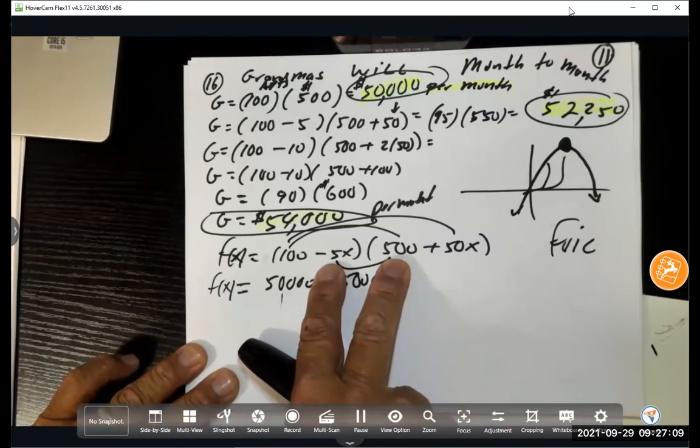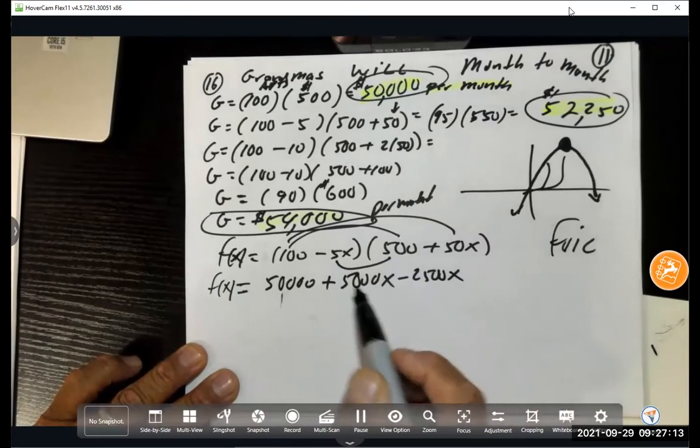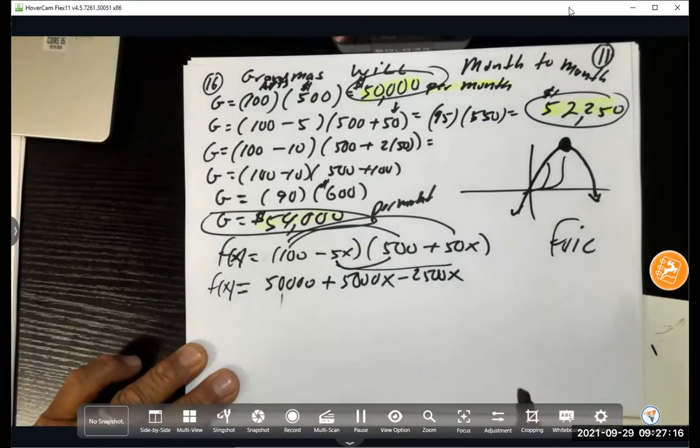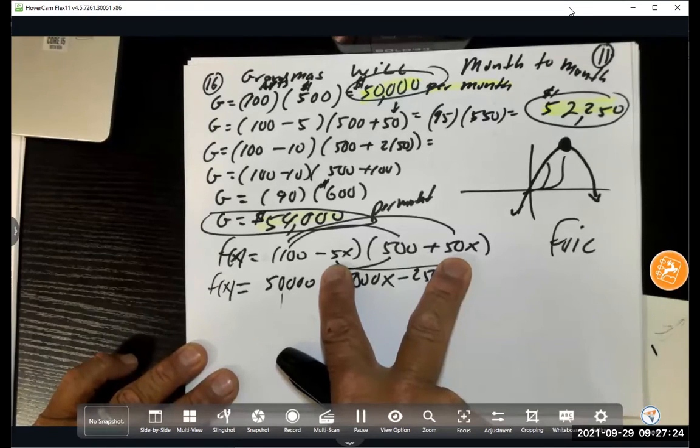Negative 2,500. Yes. And negative 5x times 50x. What's that going to be? Right here, where my fingers are. 5 times 50 is negative 250.